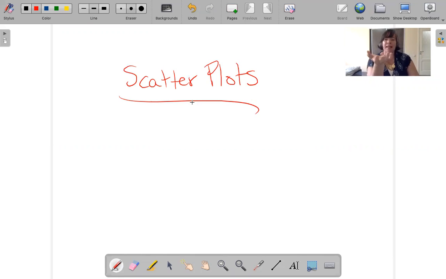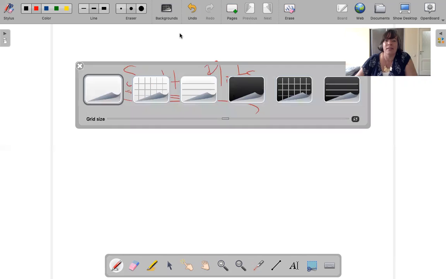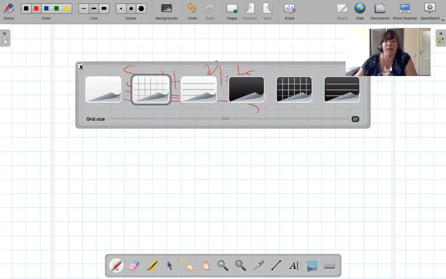Let's say I have a handful of rocks and I throw them out, then I just scattered the rocks. I didn't line them up in a perfect line on the ground. I just kind of tossed them and they went everywhere. Well, that action, just tossing things in not a perfect order, is to scatter. So we're gonna do scatter plots. And I'm gonna show you what a scatter plot looks like.